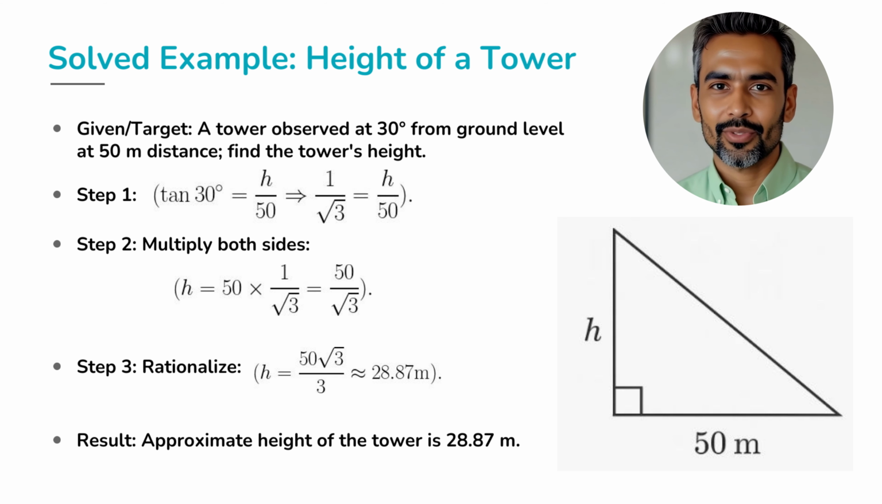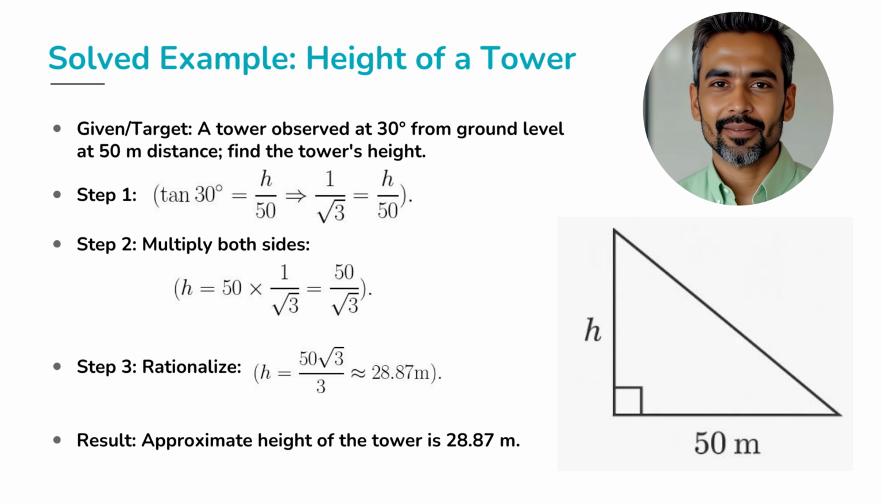Multiplying both sides by 50, height equals 50 times 1 over root 3, which simplifies to 50 divided by root 3. To simplify further, we rationalize the denominator, multiplying numerator and denominator by root 3 to get height equals 50 root 3 divided by 3. Calculating this approximately gives us 28.87 meters.